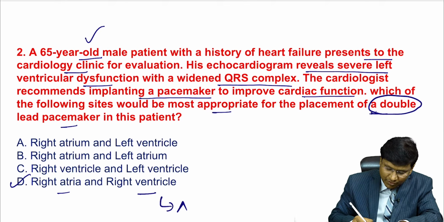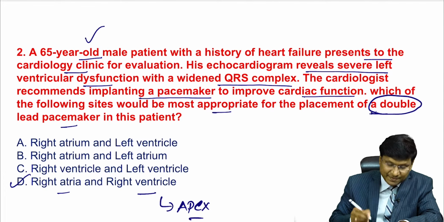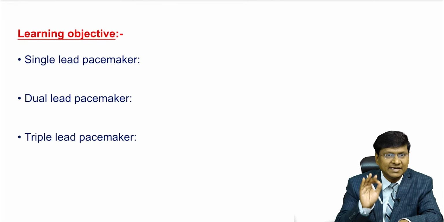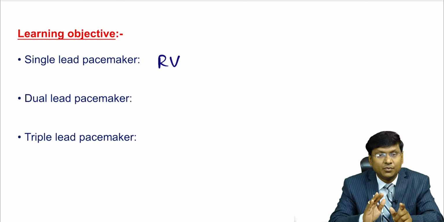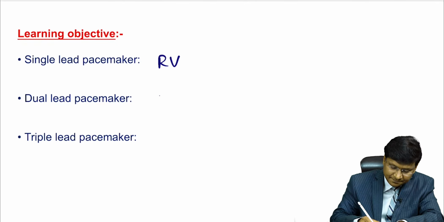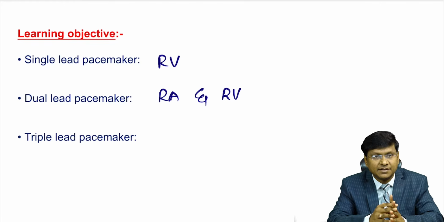And within the right ventricle also, where is it placed? It is placed at the apex. Whereas, if you want to place a single lead pacemaker, the placement has to be done within the right ventricle. Whereas the dual lead pacemaker is placed in the right atrium as well as the right ventricle. And where will you place a triple lead pacemaker?